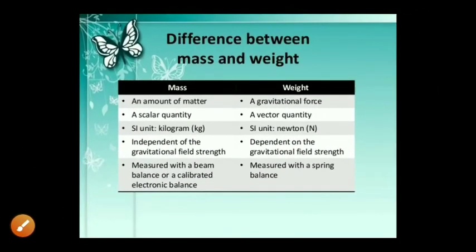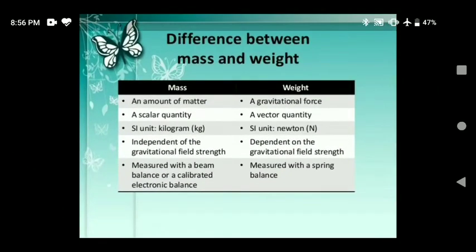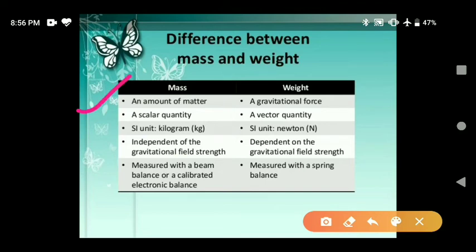So here we have the difference between mass and weight. First of all, mass and here weight. Mass is an amount of matter contained in a body, and weight is a gravitational force. In the first point, we can write the definition of mass and weight. Mass is an amount of matter contained in a body, and weight is a gravitational force acting on a body. So directly we can write: an amount of matter contained in a body, a gravitational force.